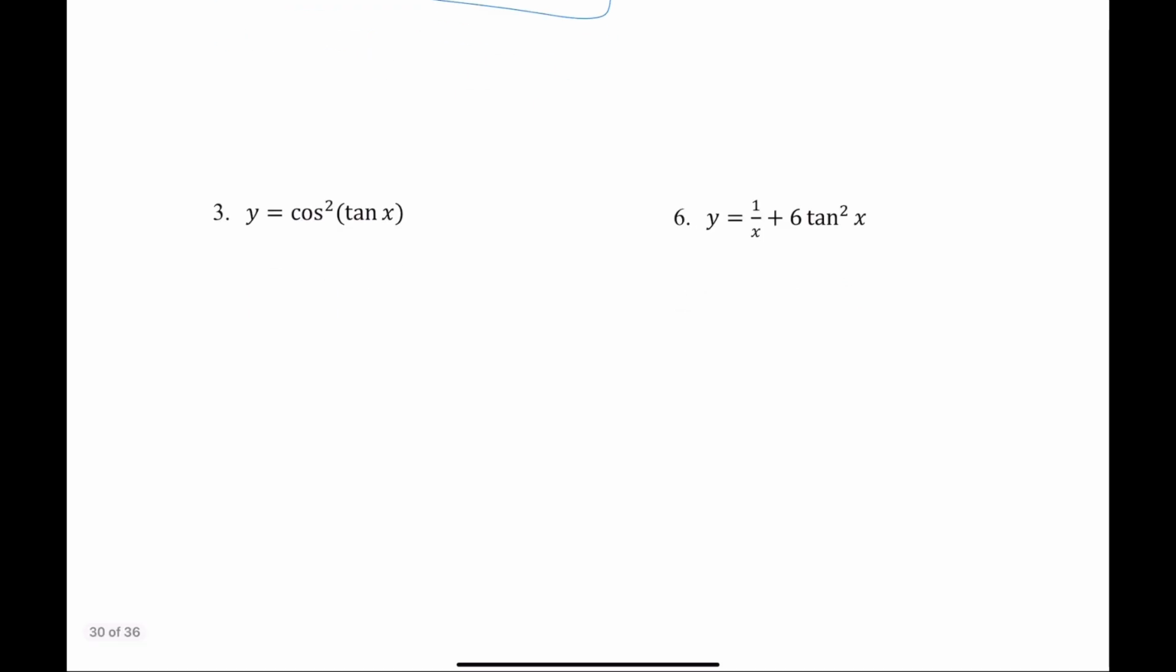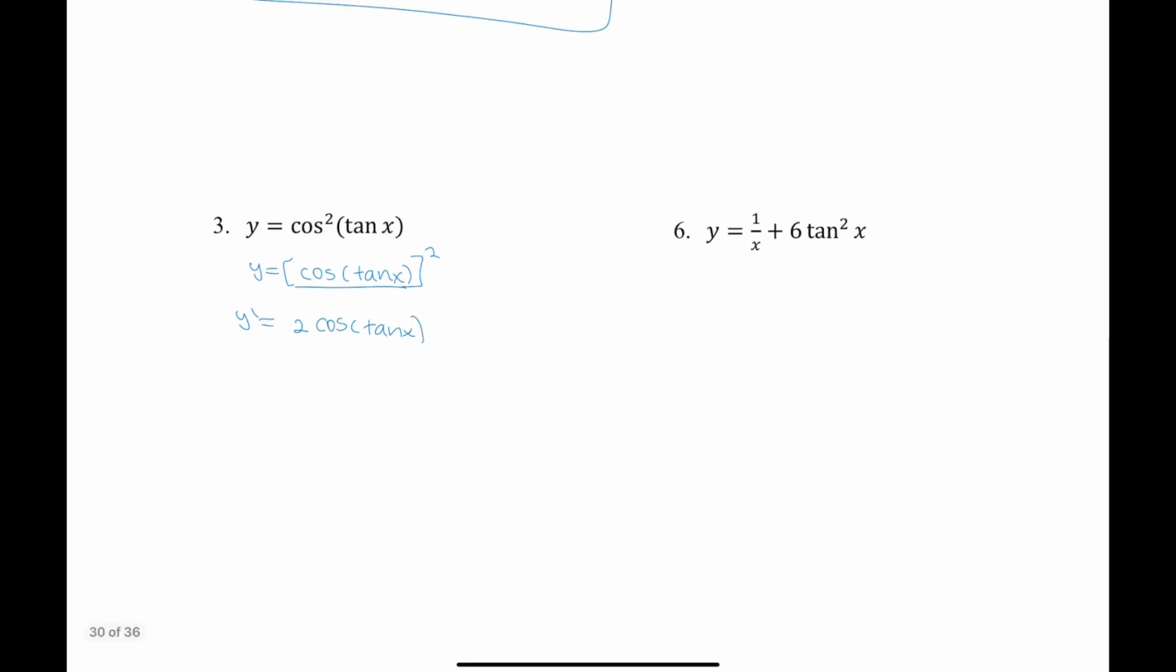Number 3 is y equals cosine squared and tangent x inside. So this is basically cosine of tangent x to the power of 2, this whole thing to the power of 2. So y prime is equal to 2 cosine tangent x times the chain rule, I guess.